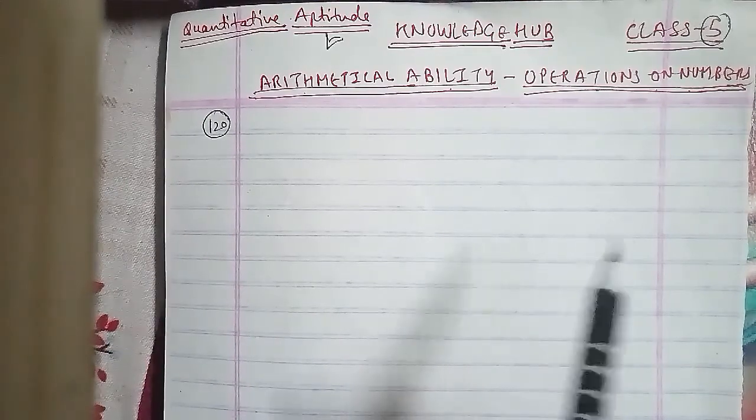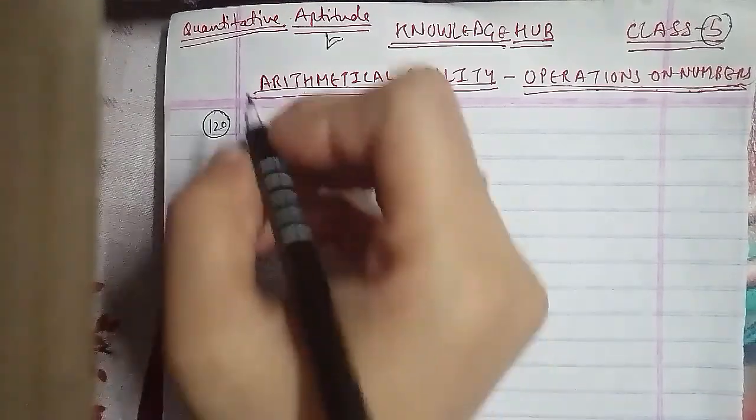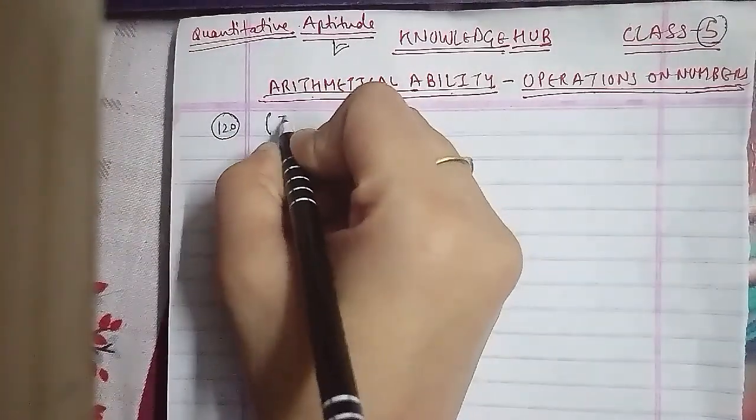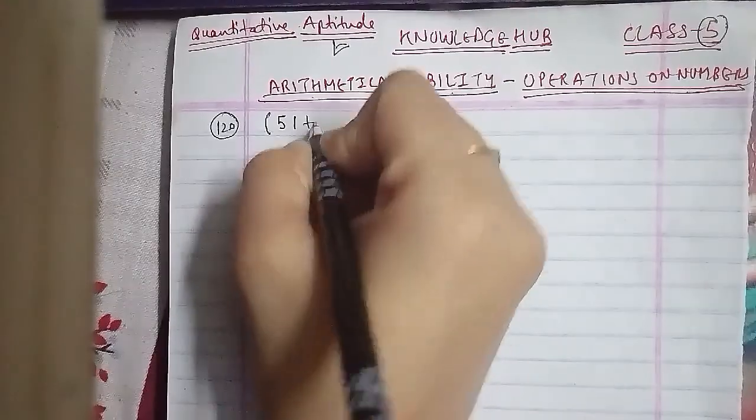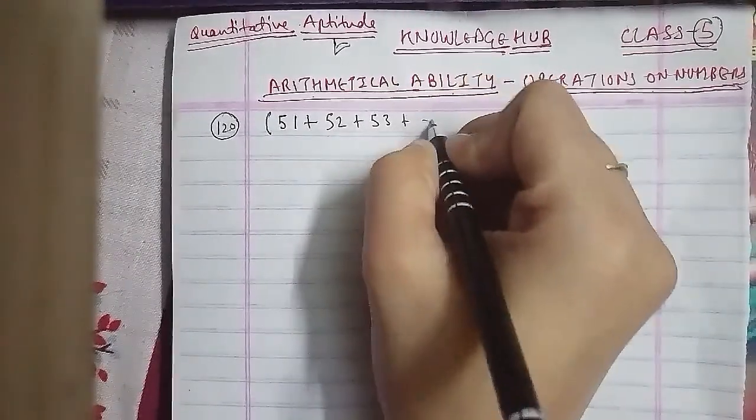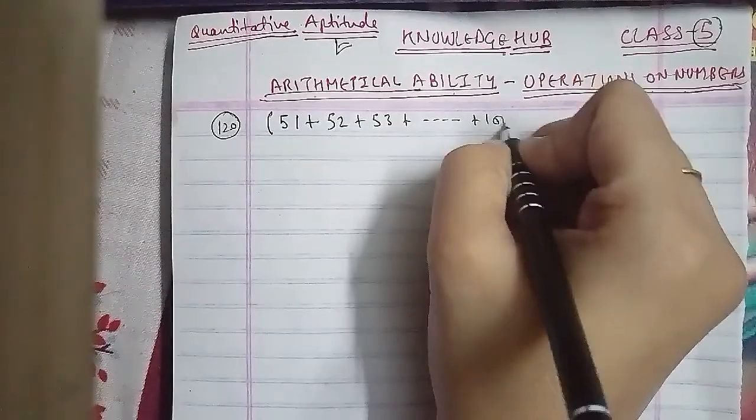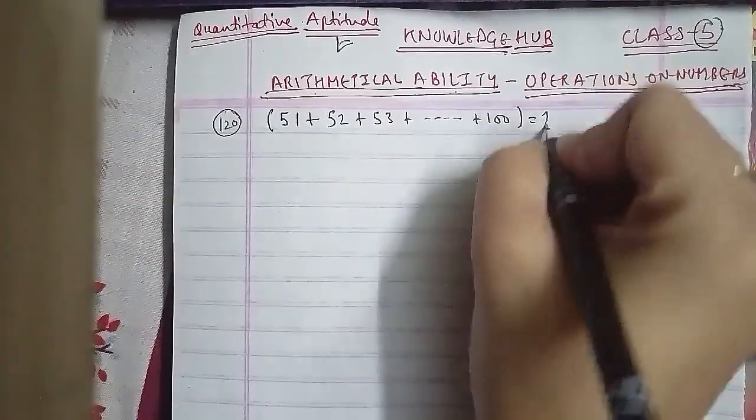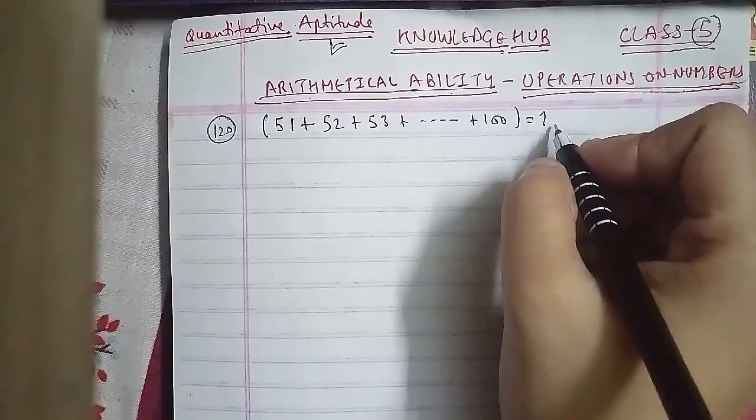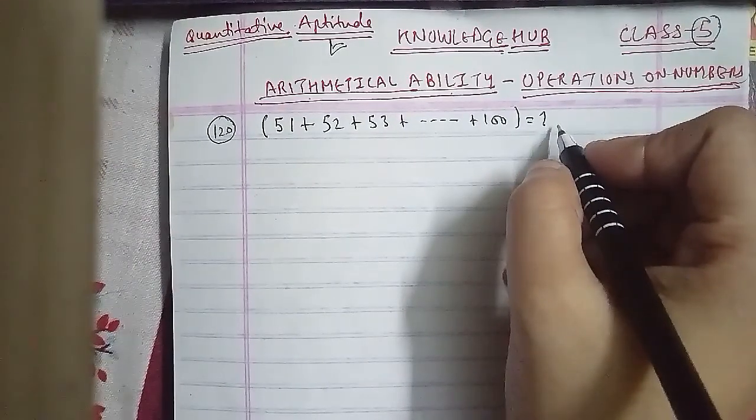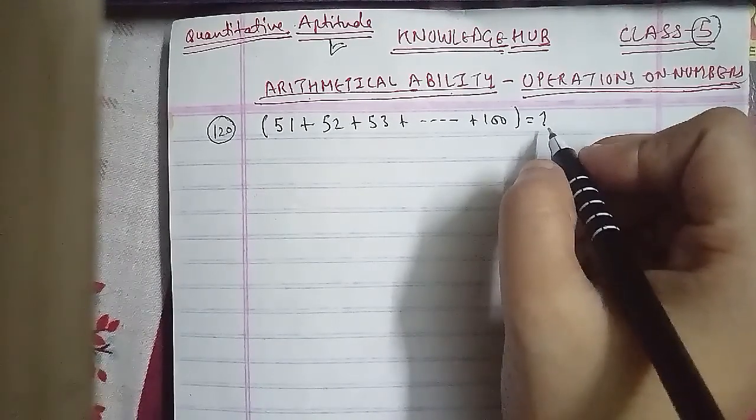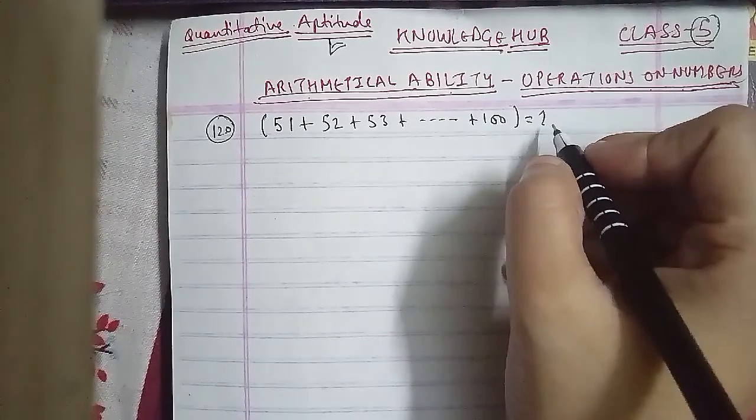Let's go ahead with the question of the session, that is the 128th question. The series we have is 51 plus 52 plus 53 plus till 100, and we have to find that out. The options are 2525, 2975, 3225, and 3775. So here we'll solve it out.